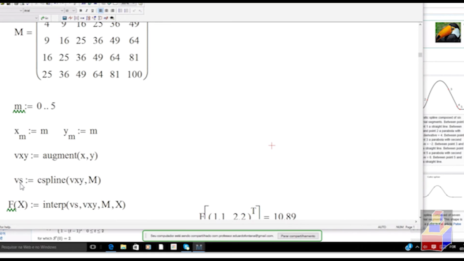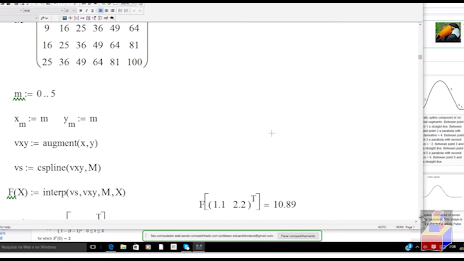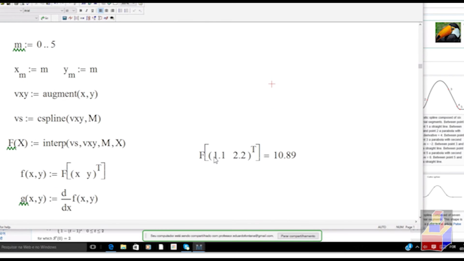Here is a call to cspline. M is the matrix, these are the z values, right there. And then we make fx exactly as I showed before in my class notes: vs, vxy, m, and x. If you want to calculate at a fraction, not an integer value, at 1.1, 2.2, we have an interpolated value.